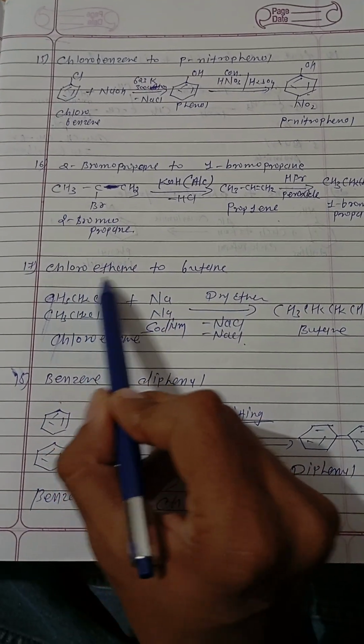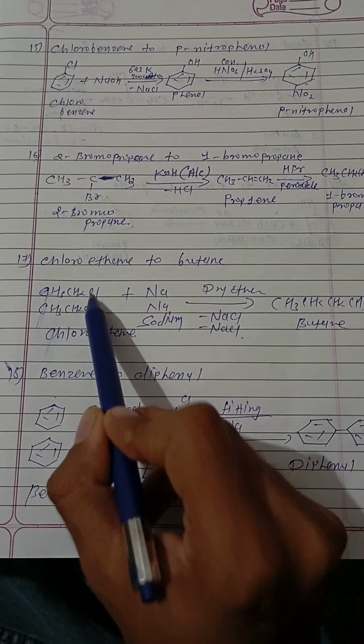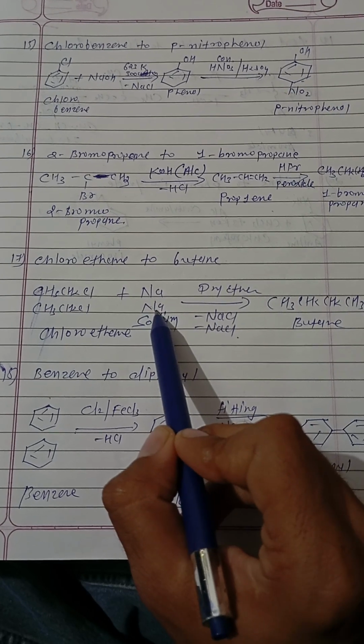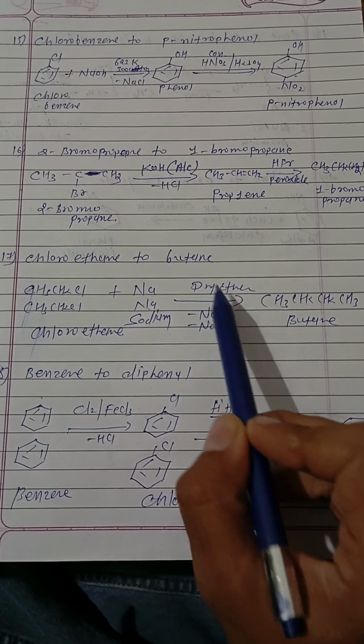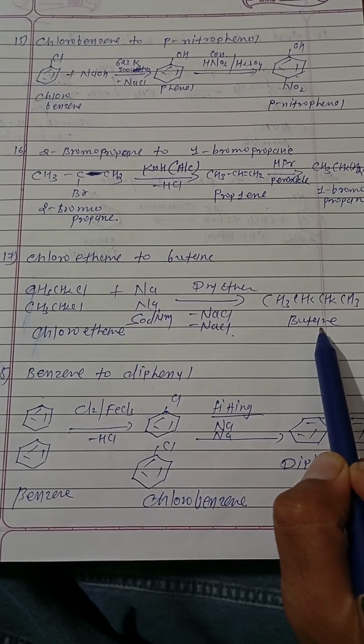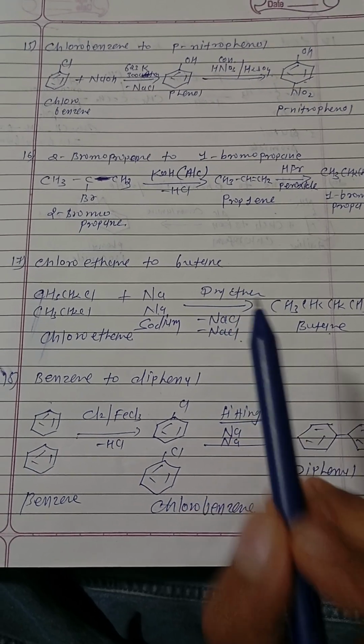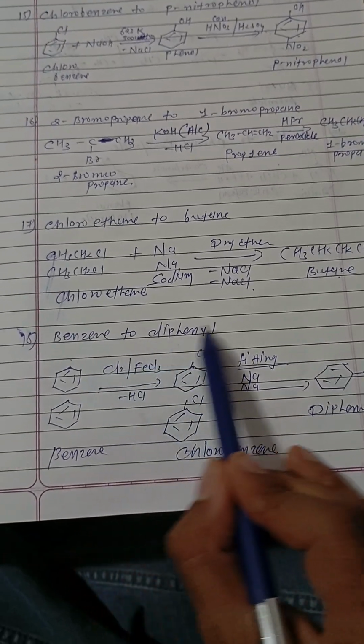Next one is chloroethane to butane. We have 2 mole of chloroethane, react with 2 mole of sodium metal in the presence of dry ether, will form butane as the final product. This is Wurtz reaction.